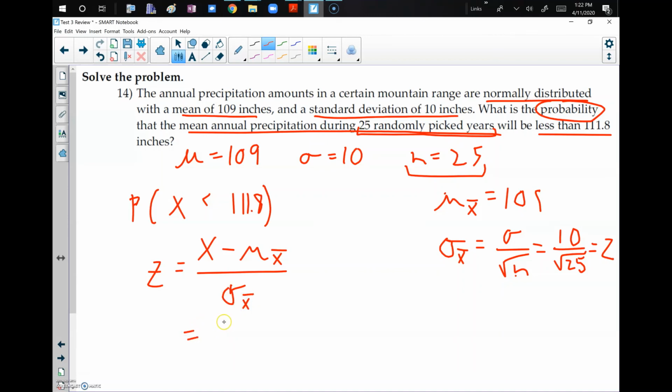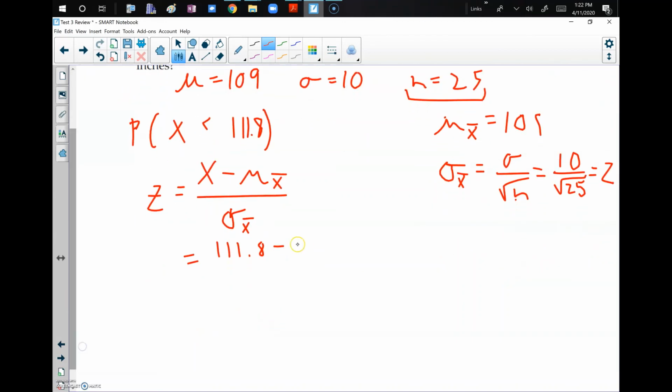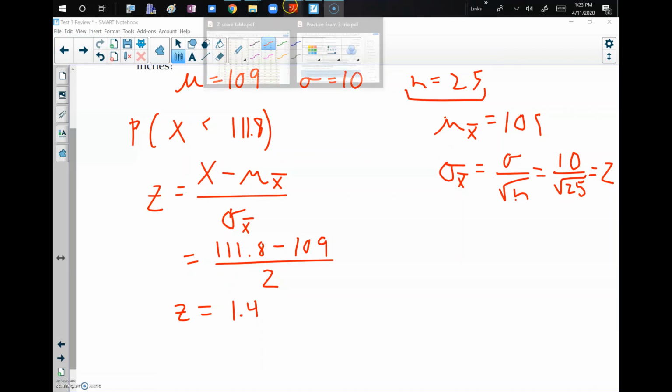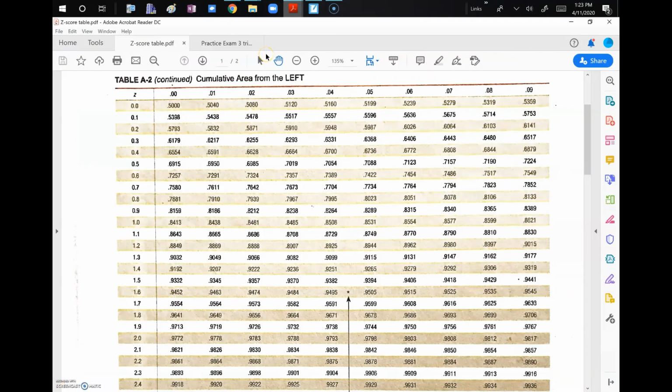So plugging it in here, my data value is the 111.8 minus my mean, 109, and our adjusted standard deviation of 2. So that gives me a z-score of 1.4 that we can now look up in our table. So I'm going to look up 1.4, and then there's no hundredths place, so we can just consider that 0. So it'd be this number here, the 0.9192.